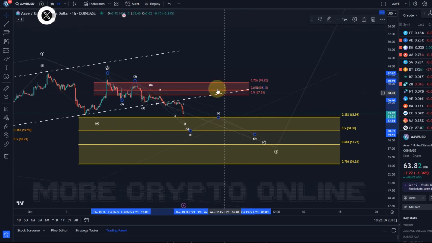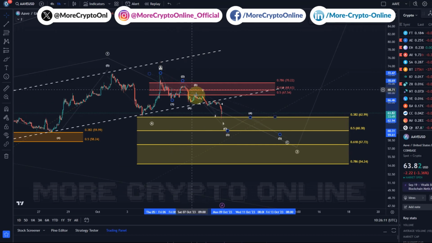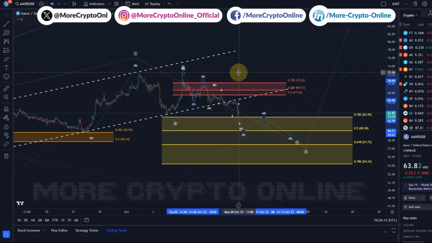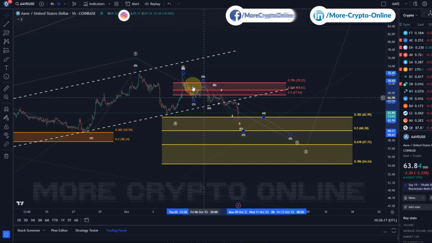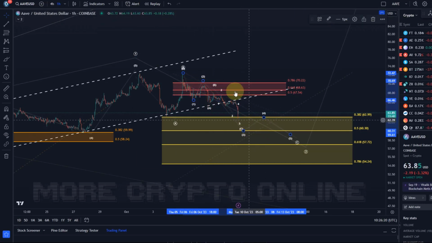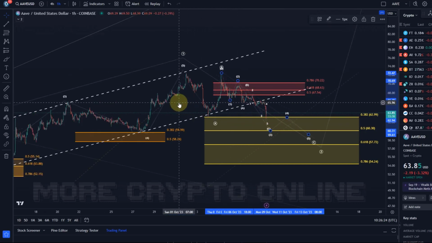Aave's price development currently goes pretty much, you would say, according to plan. It reached that next target that I indicated in yesterday's video. I gave you an idea of my micro count here. We'll adjust that in a minute. It's pretty much on track. Just want to shift the subwaves into the right position.